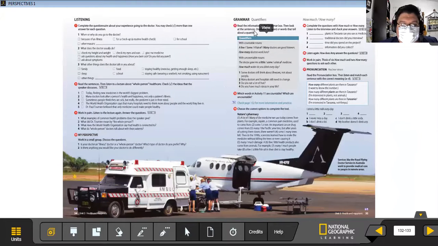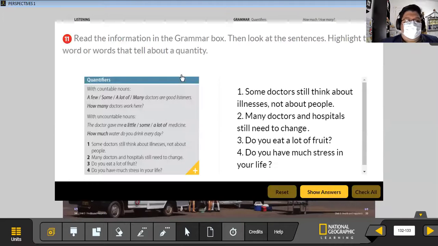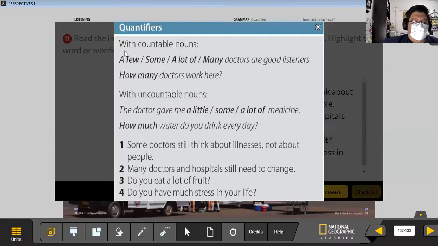You can see it right here. Quantifiers are these words: a few, some, a lot of, many. And here, a little, some, a lot of. But remember how I told you in the class not to use much for everything, right?